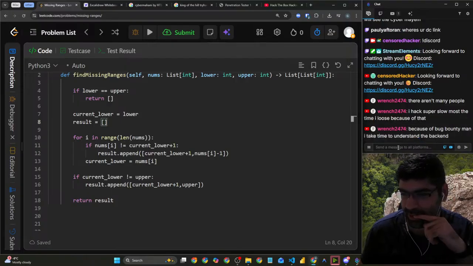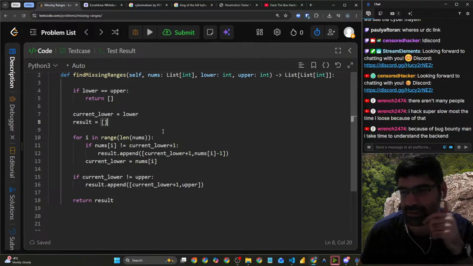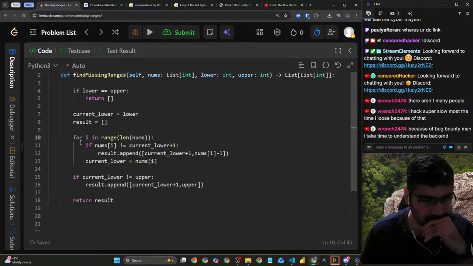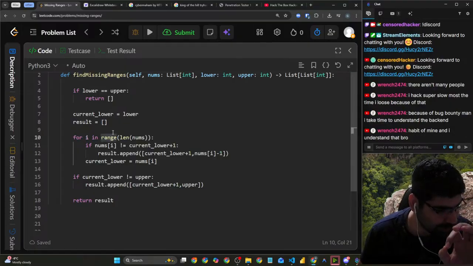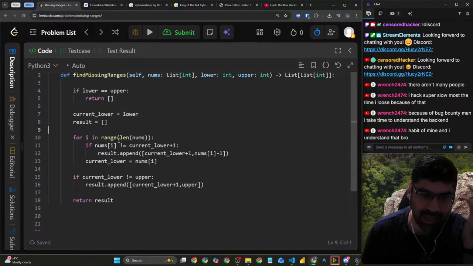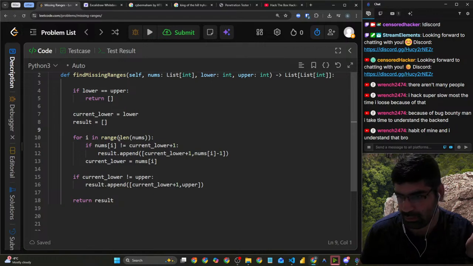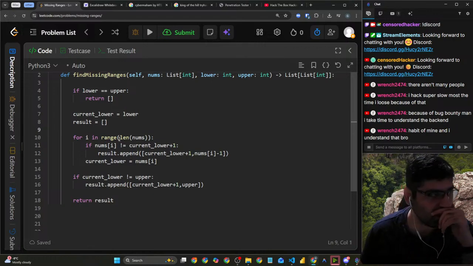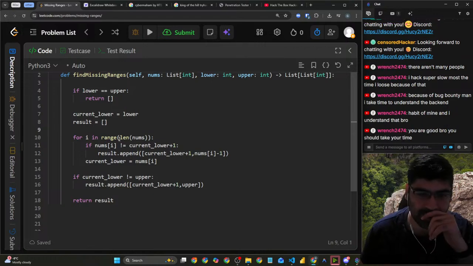Because of the bug, when I take time to understand the backend. Gotcha. Makes sense. Okay, let's complete. Give me 1 minute, lads. I will complete this. It's a habit of mine, I understand. Oh, yeah. No, it makes sense. Bug bounty is like you actually have to understand because, first of all, you have legal obligations. And it's important because you are going against.